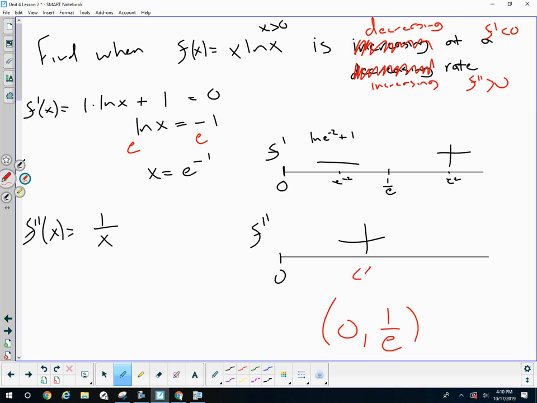We are concave up everywhere. And we're going down and then going up. We have a min at x equals 1 over e. Cool.